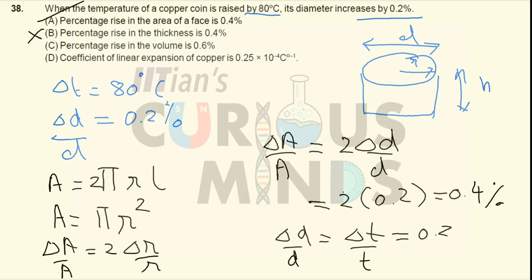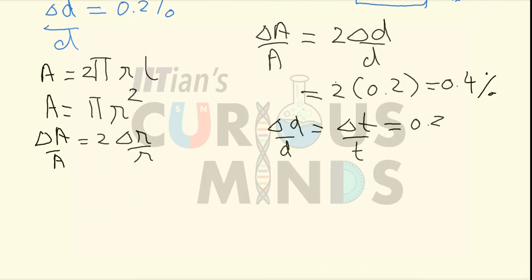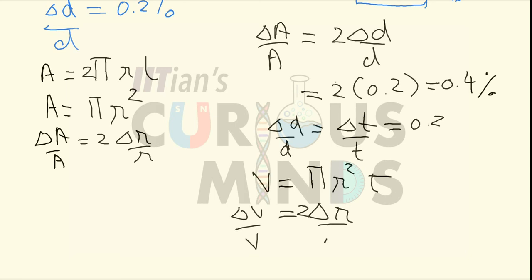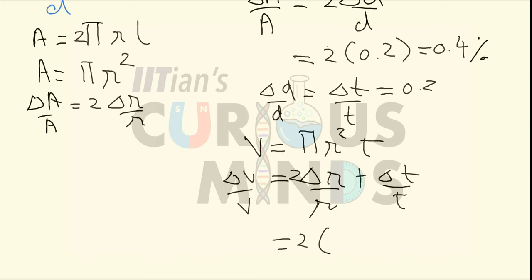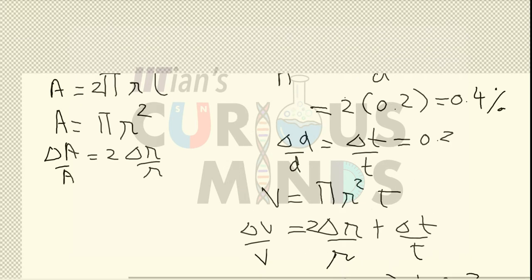If I consider option number C, the percentage change in the volume is 0.6%. Let us find out this value. The volume here will be equal to pi r square T, where T is the thickness. So the percentage change in volume will be equal to 2 times the change in the radius plus the change in the thickness. The change in diameter or radius is 0.2, and the change in thickness will also be equal to 0.2. When I calculate this, it will be equal to 0.6%. So option number C is also correct.